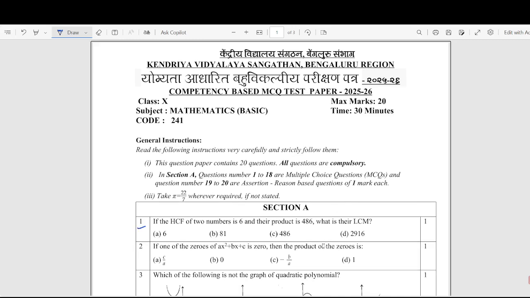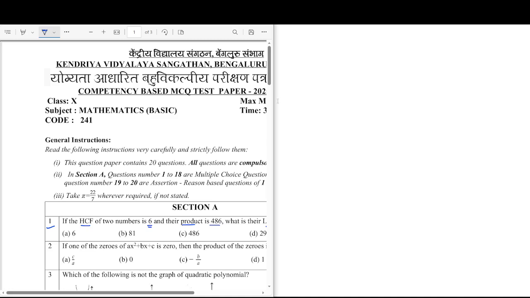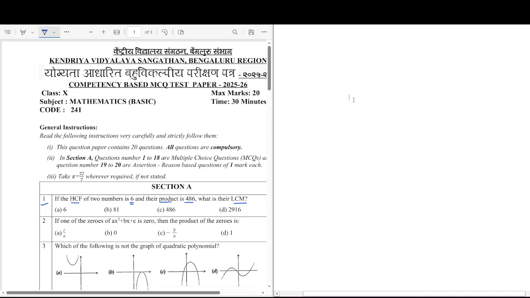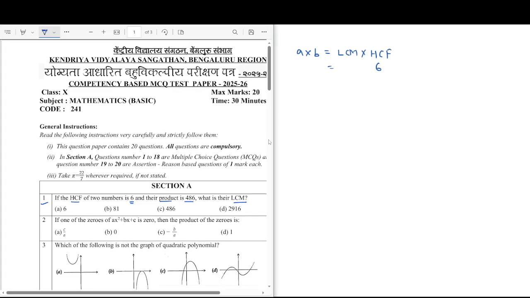Our first question is, if the HCF of two numbers is 6 and their product is 486, what is their LCM? We know the property that the product of two numbers is equal to the product of their LCM and HCF. So let the numbers be A and B. The product will be equal to LCM into HCF. Now HCF is given as 6, and their product A into B is already given as 486. We have to find the LCM.